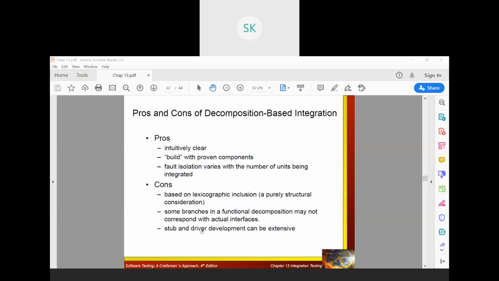Stub and driver development can be extensive. Whatever the steps, how to remember which is the stub and which is the driver? It may be a stub or it may be a driver. How to remember it? That will be a problem with respect to the decomposition-based integration technique.